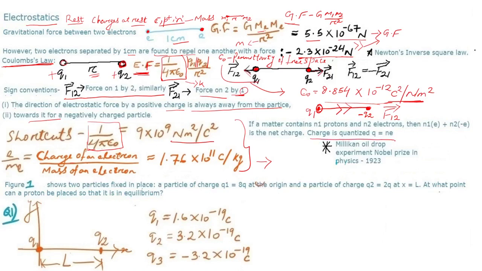Actually, when a system possesses N1 protons and N2 electrons, and as I said, protons are positively charged and electrons are negatively charged, where N1 and N2 are integers. Suppose a body contains 2 protons and 3 electrons. So what is the net charge contained in the whole system? So that is N1 charge of proton plus N2 charge of electron. So basically, in that case, we can say the charge is quantized, where n stands for integer, that is equal to plus or minus 1, plus or minus 2. You can have whole lot of quantities.